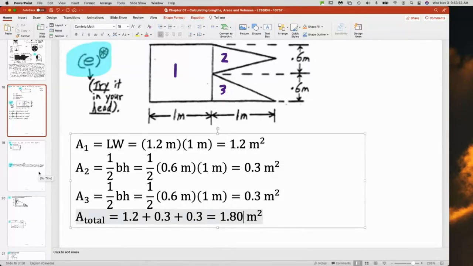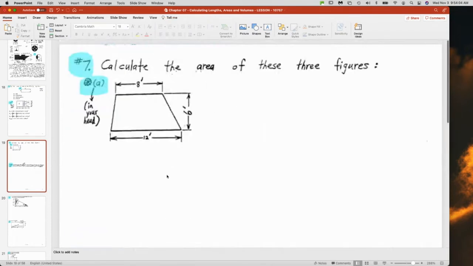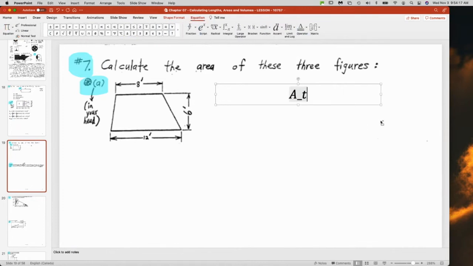The next question is a trapezoid, and I just thought it would be a good opportunity to talk about trapezoids because it's one of the weirder formulas for people. So here's your trapezoid. That's the formula.